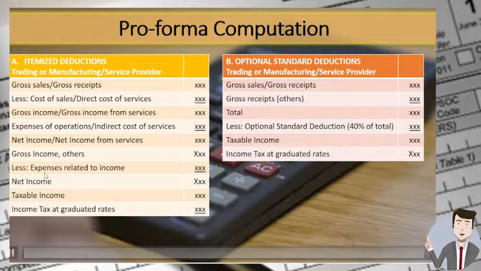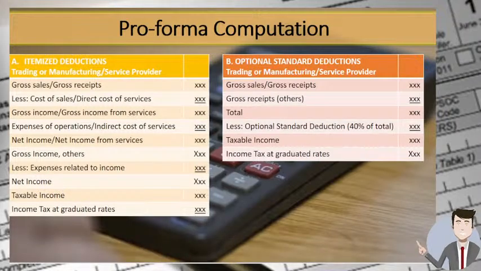Then, we can now arrive at the net income which is subject to what we call income tax at graduated rates. When we talk about graduated rates, using the table we just discussed, identify the income bracket, and that would be your graduated income tax rate. Since you already have your taxable income, you can now proceed to the computation of your income tax.